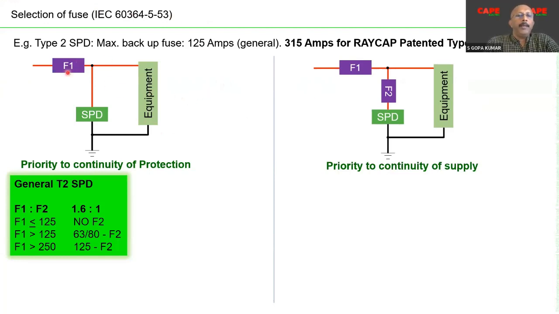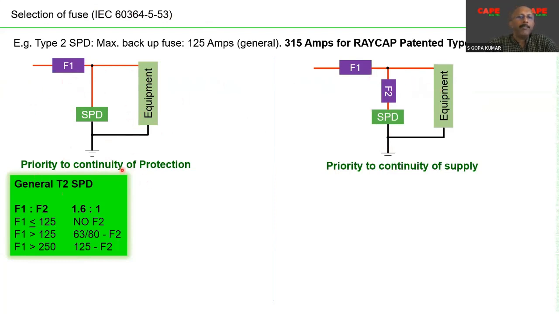Yeah, in the first case, where the continuity of protection is important, means once when the SPD fails, the fuse is out. As a result, there is no power supply, but the equipment still is protected. The second case, there is a backup fuse for the SPD. Once when the SPD is out, or once when the SPD ends its life, the F2 disconnect the SPD from the line so that the equipment is unprotected, but the supply is still continuing.